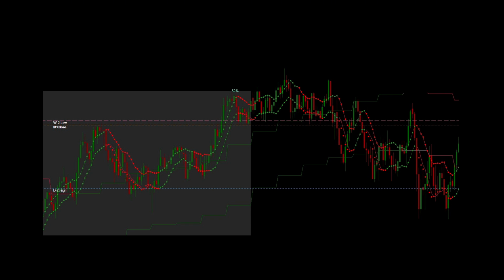Another aspect I look at is what I call rotation. I would consider a rotation simply when the channel that is red turns to green, and then how efficient it is at keeping the new direction, or if it keeps switching back and forth and changing either colors or direction.